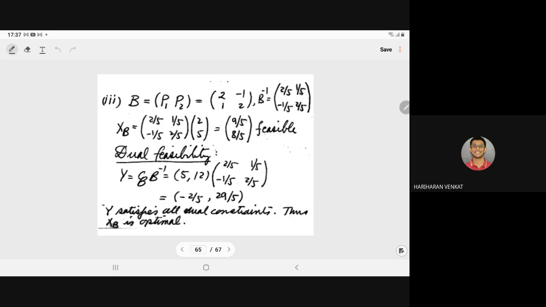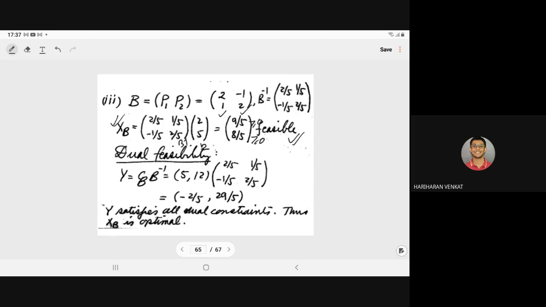Now, for example, third, we are taking B = P1 P2. So corresponding entries are 2 1, minus 1 2. So here we compute the B inverse. When we compute the B inverse, XB will be B inverse b, and here you are getting 9/5 and 8/5. Both are greater than or equal to 0. This implies that XB is feasible, which means the primal is feasible.